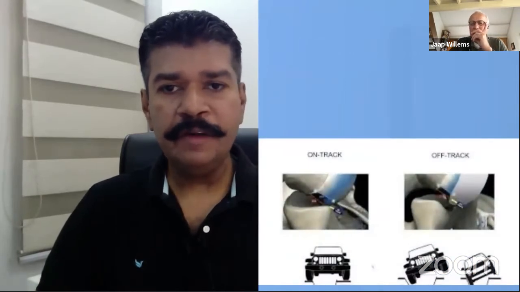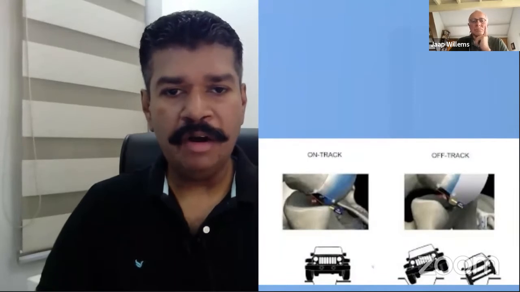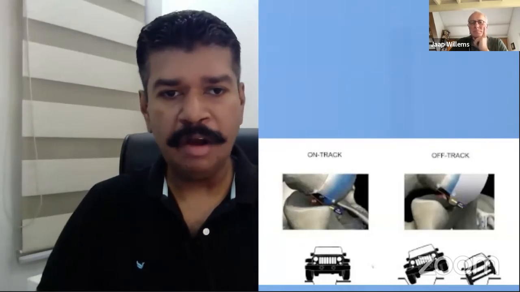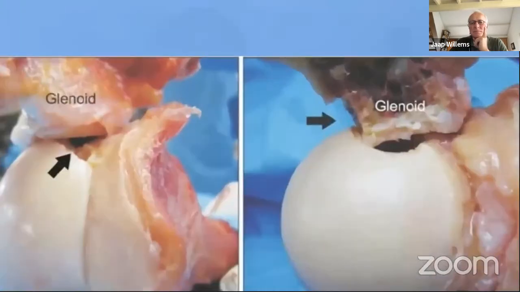So you can think of an on-track or an off-track lesion as a car going on a road with a pothole. If the size of the pothole is very big, the car is likely to fall into the pothole and teeter off course. So something similar happens. So if you look at the illustration on the left, the cadaver sample on the left, the Hill-Sachs lesion is well within the confines of the glenoid track.